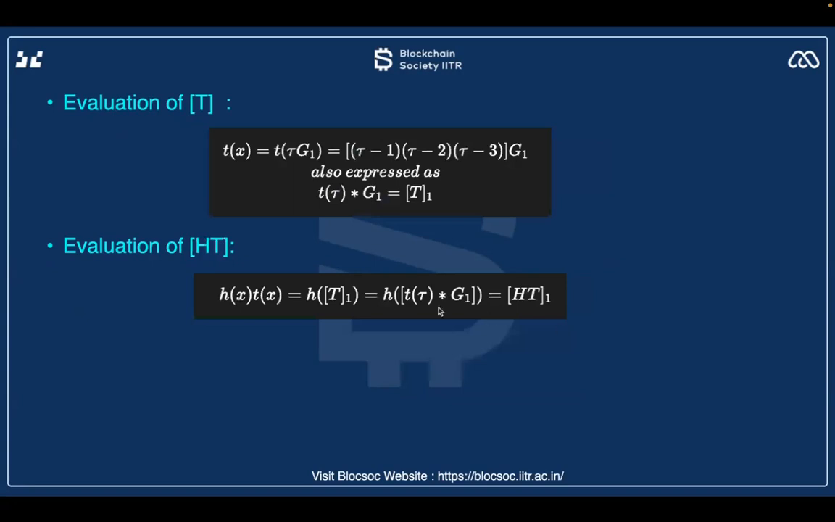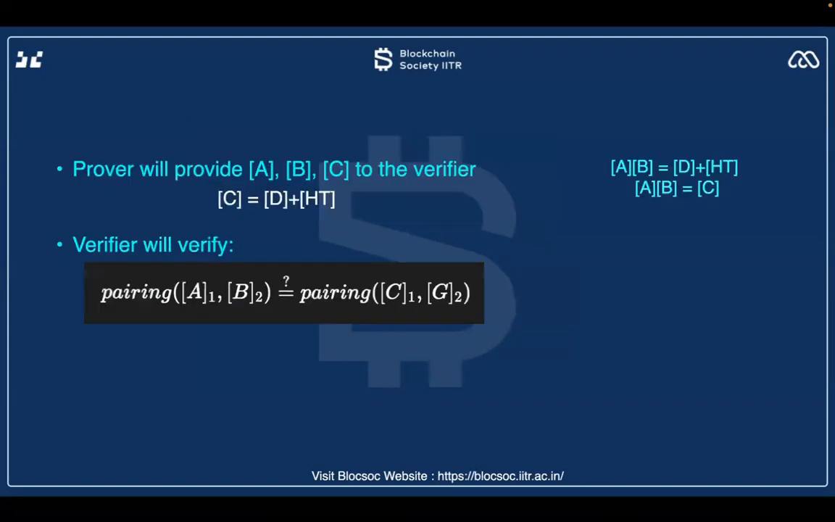And similarly, the encryption of polynomial Tx and Hx is done, and after that the encryption of Hx into Tx is done, and that will give us a point Ht. So finally we want to verify this equality AB equal to D plus Ht. So let's say C equal to D plus Ht.